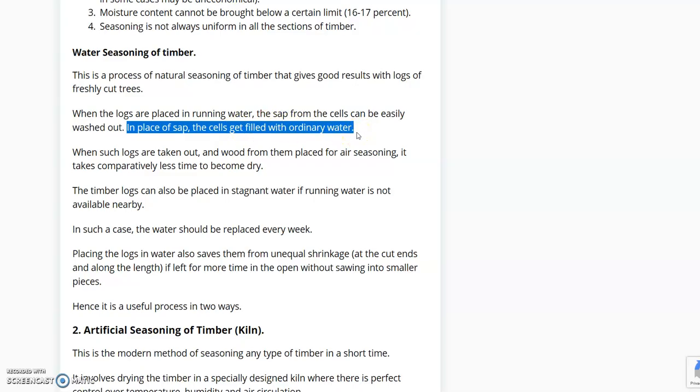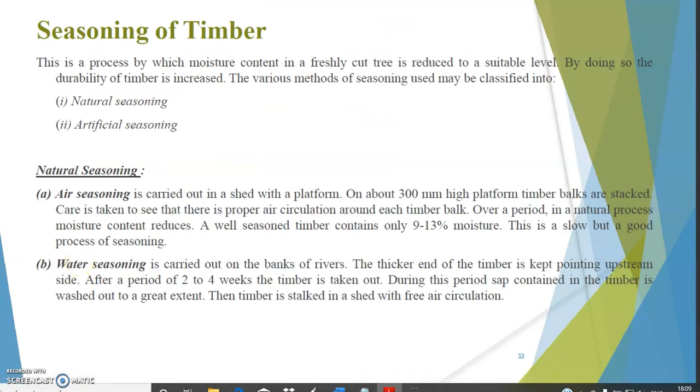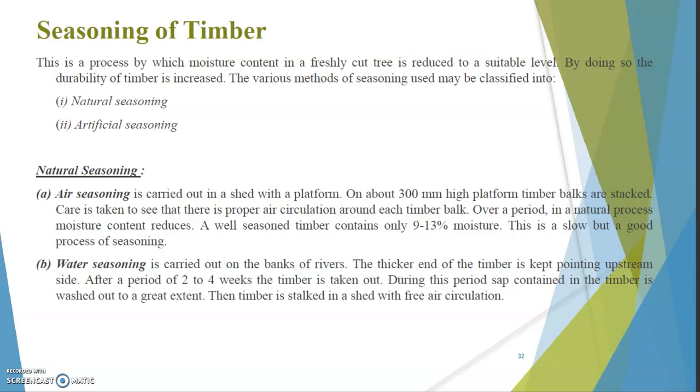So that transformation happens. If you are simply keeping the timber for air seasoning, this exchange doesn't happen. That is why it takes more time to remove the wood cell water from the mass of the timber. But in water seasoning, in a different way, we are exchanging the wood cell water with ordinary water.